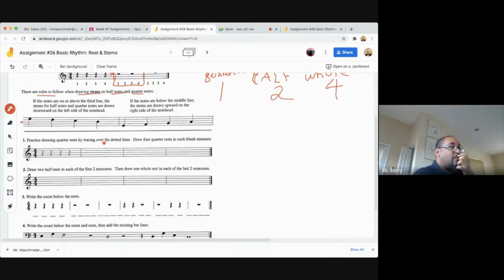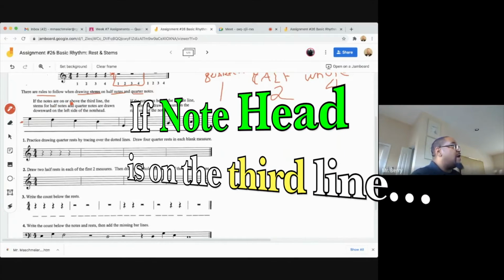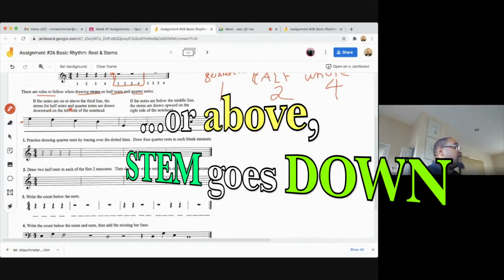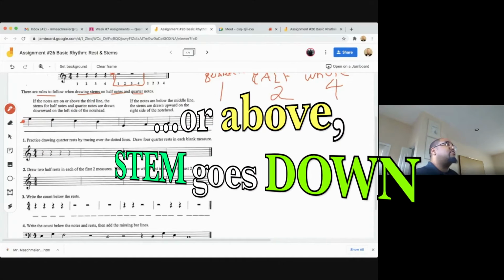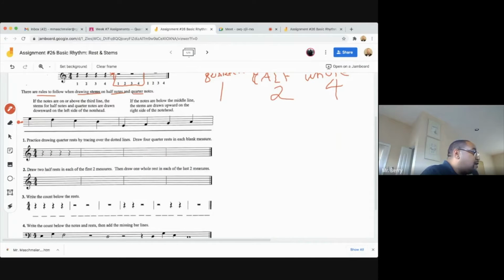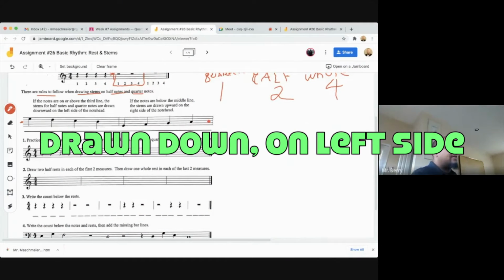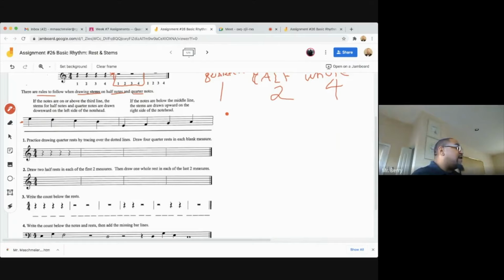So let me read that one more time. If the note head, the bubble, is either on the middle line, which will be line 3, or if it's above, so that would be like line 4, line 5, space 3, space 4, then the stem should be drawn on the left side going downward. Just like the 4 notes that we have right below that sentence that I just read. We see those 4 notes, they're all either on or above the third line, and they're all going downward.